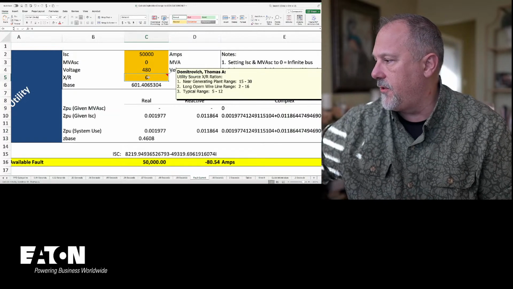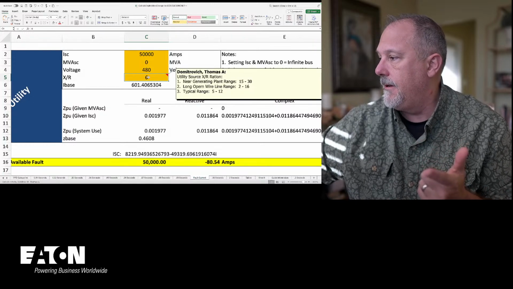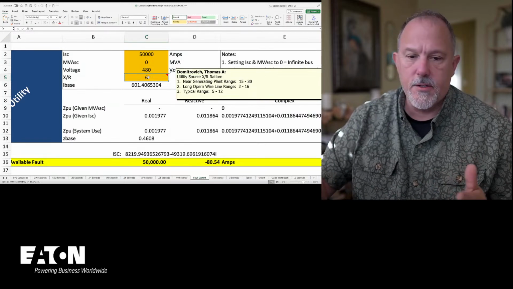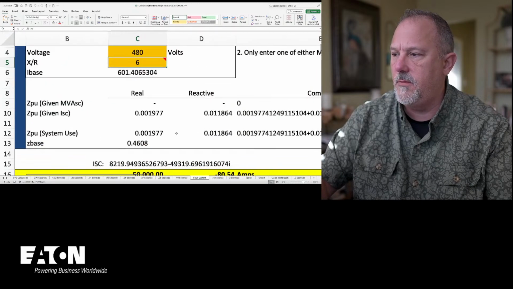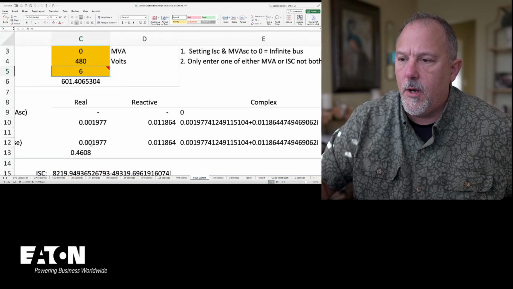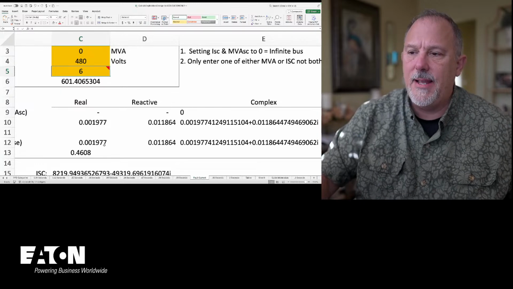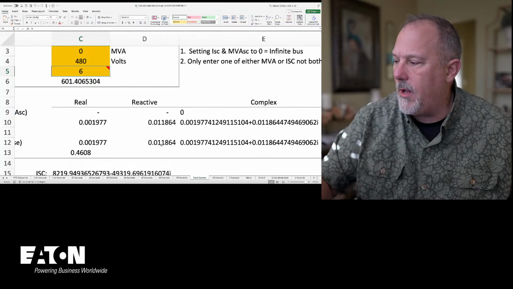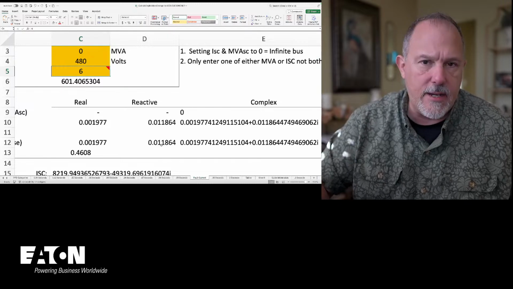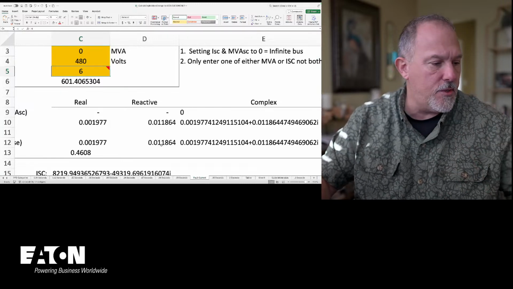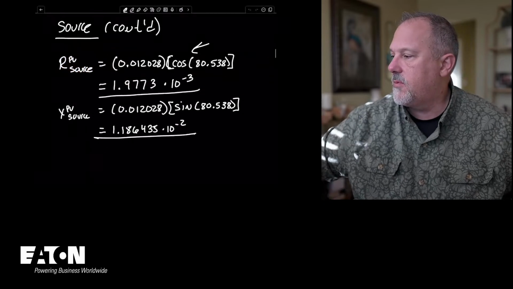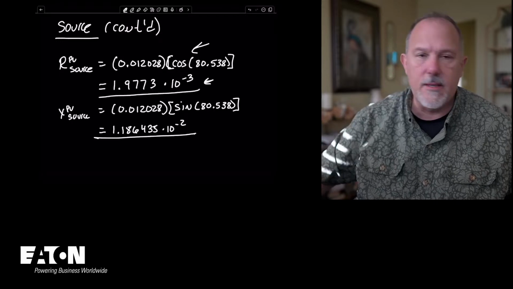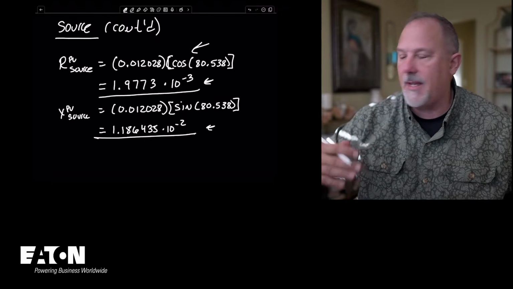So I just want to go through and take a look. I just want to show you that, yep, so here's what I'll do. These two numbers, remember these two numbers: this would be 1.977 times 10 to the negative 3, and this is 1.1864 times 10 to the negative 2. Okay, so remember those two numbers, and then I'll show you my source. We had 1.977 times 10 to the negative 3, and then there's our 1.186 times 10 to the negative 2.